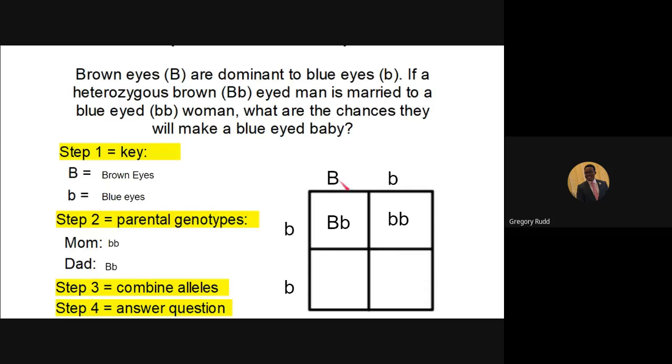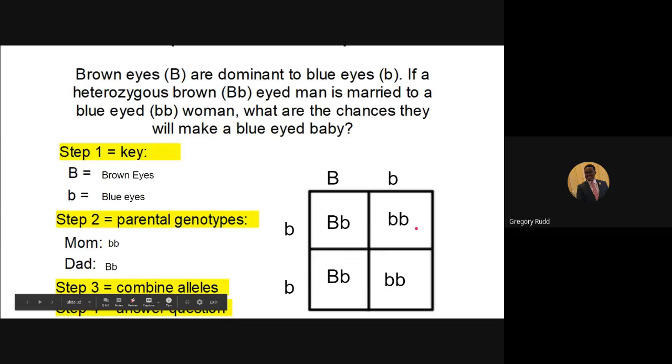Now this capital B gets dropped down into this box, and this lowercase b gets pushed over into this box, so I still have another heterozygous. This lowercase b drops down into this box. This lowercase b gets pushed over into this box. So I end up with two lowercase b's. That's called homozygous recessive. And there it is right there.